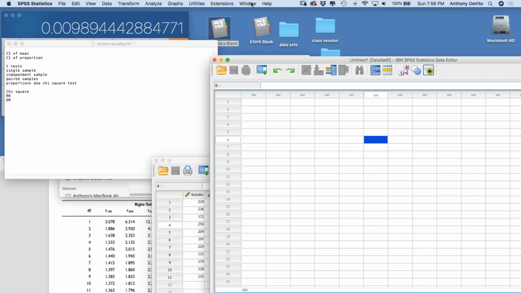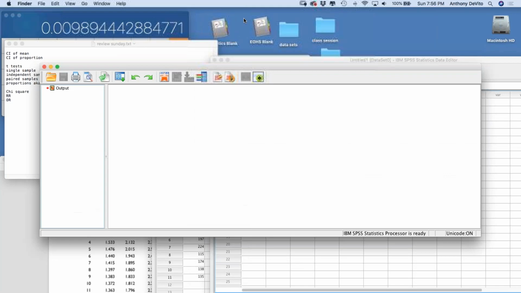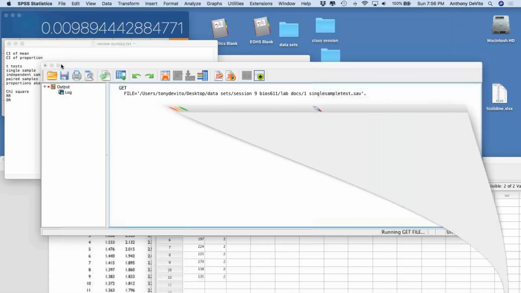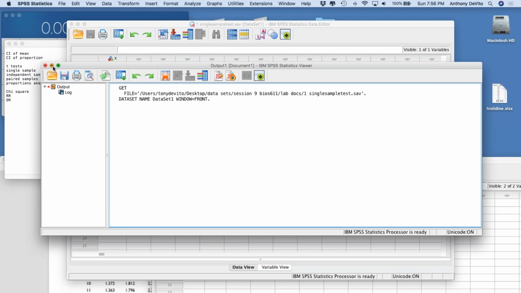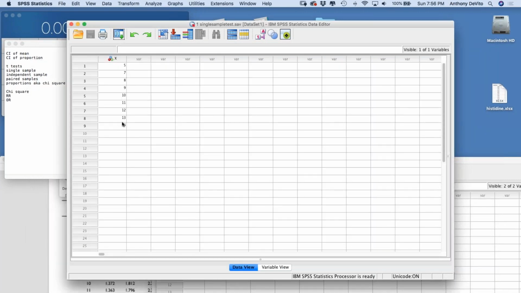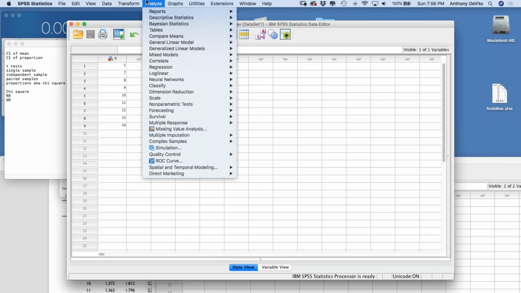Let's see what windows we have here, what we actually have open. Still opening, that's what the issue is here. Yep, there we go. That's our file. Okay, so there's our file. There's our values here. Okay, so I can go to Analyze.